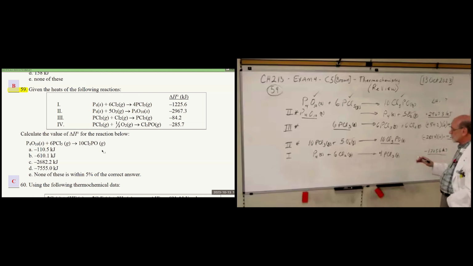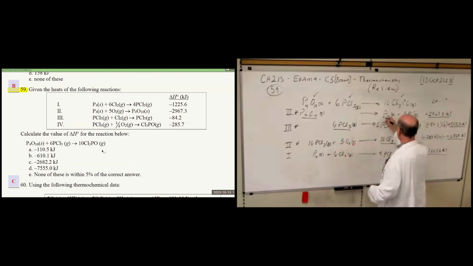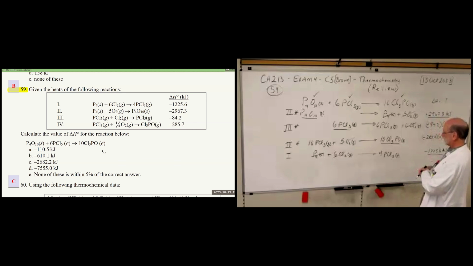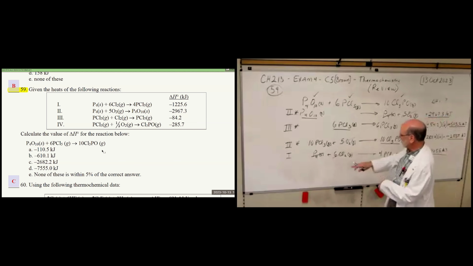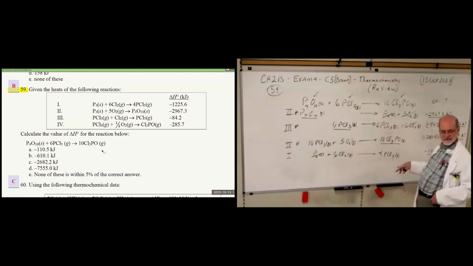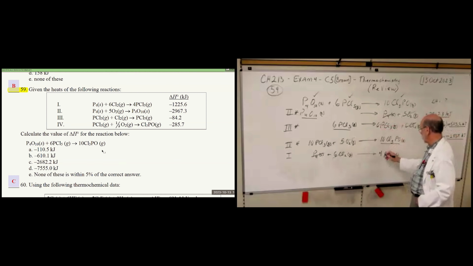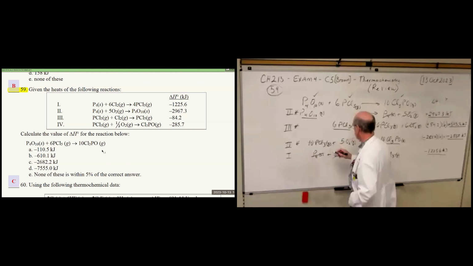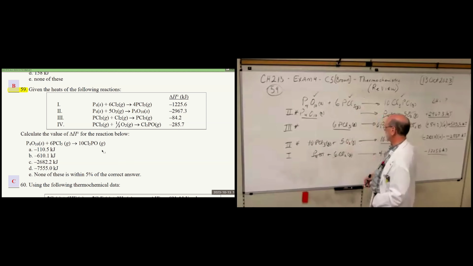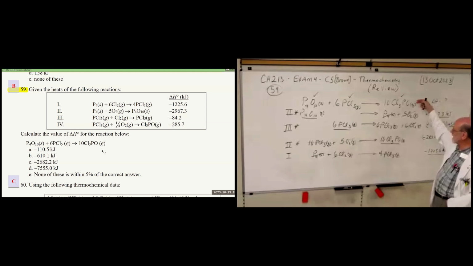Okay. Now let's see if I cancel correctly. P4, yeah, P4 cancels. On this side, 6 Cl2, yep, that cancels. How about 10 PCl3, 6 here and 4 there? So those cancel. And that leaves us with this one, this one. We're good. Now, if you add them together, you get that equation. And we got this, this, this, and this to combine.